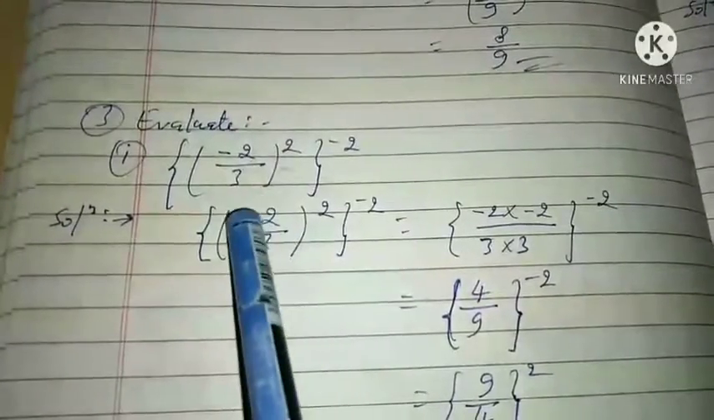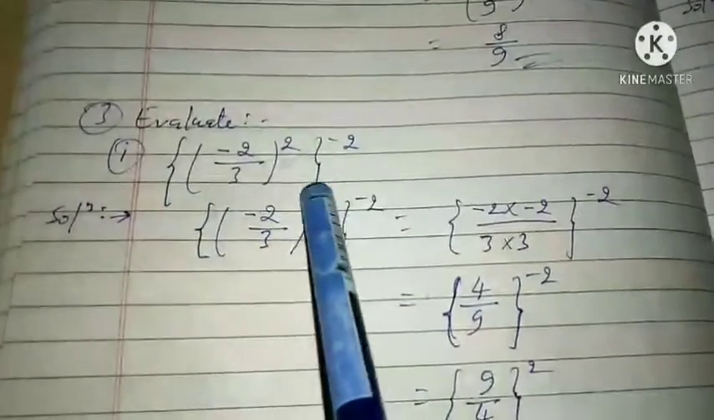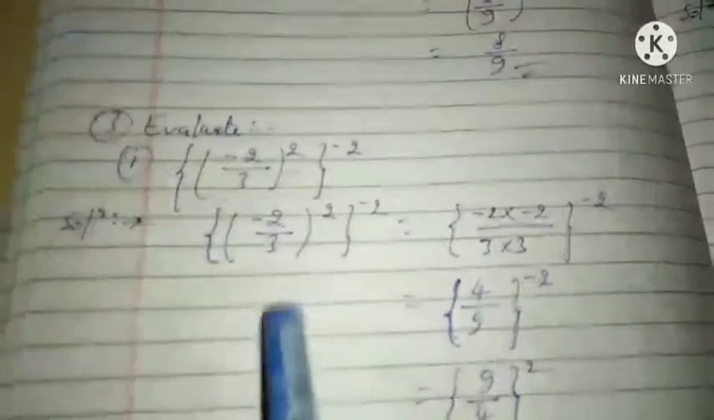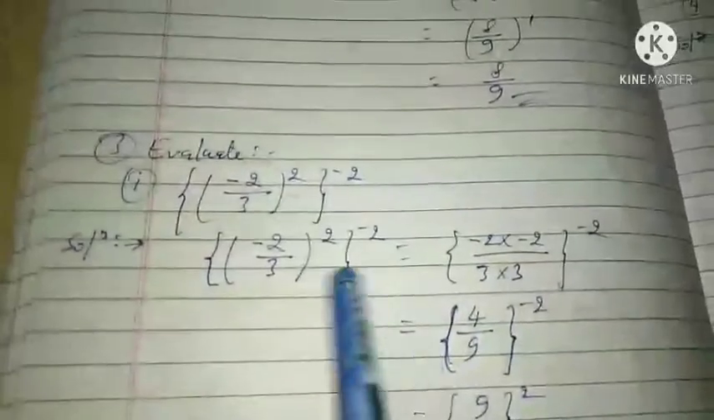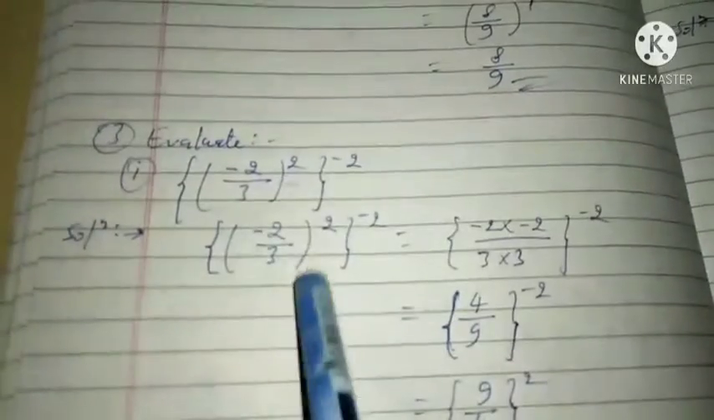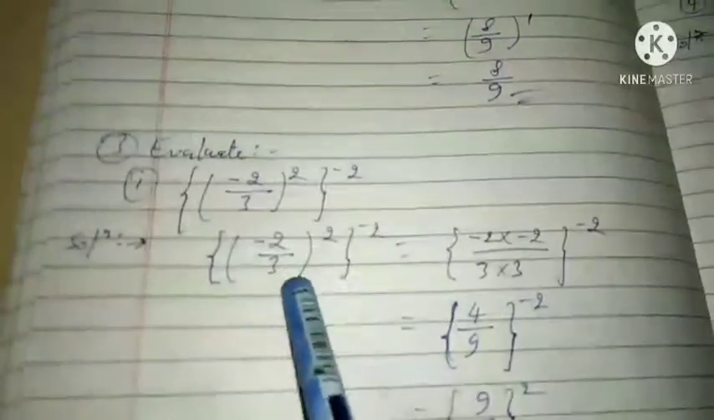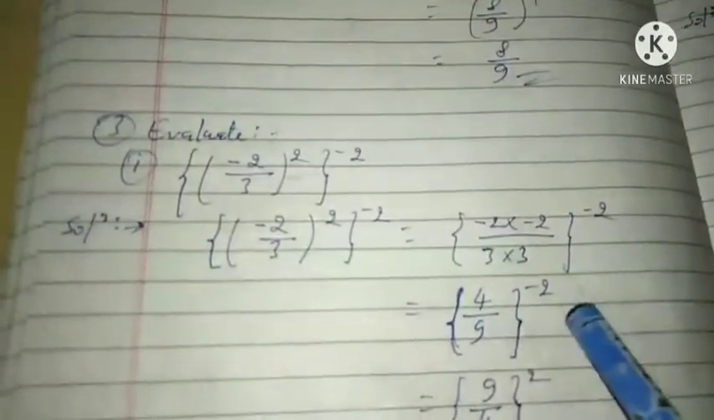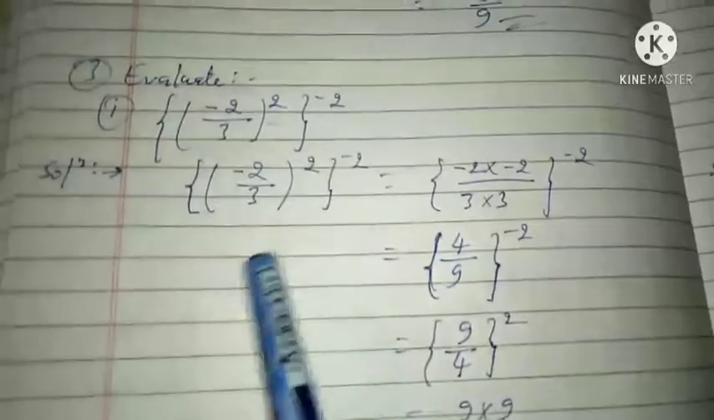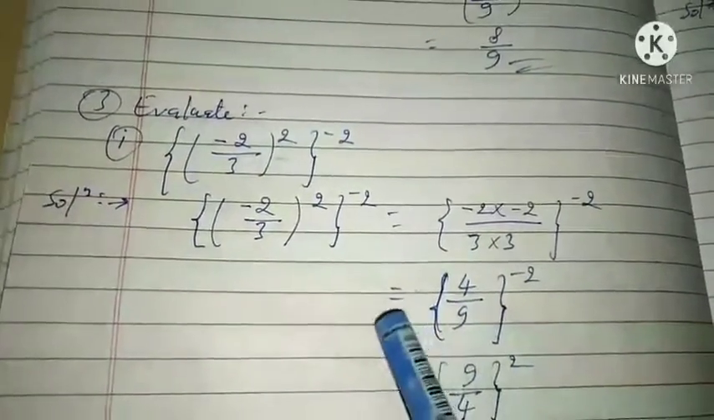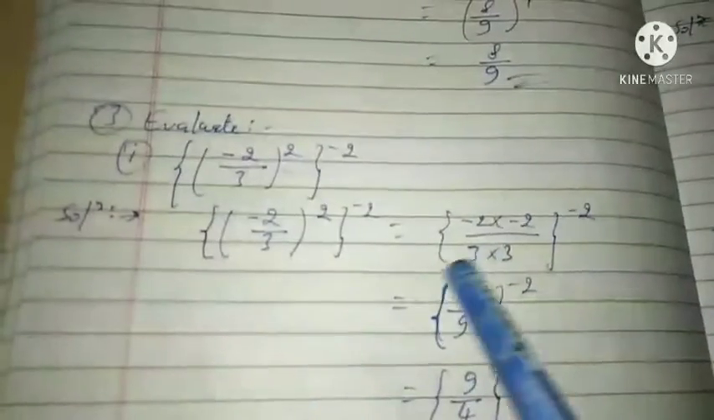Okay, moving to the next question, that is evaluate. We have ((-2/3)^2)^(-2). In this condition, since this base is having two different powers, what we'll have to do is keep the same base and multiply the power. Okay, or you can expand in this way also.